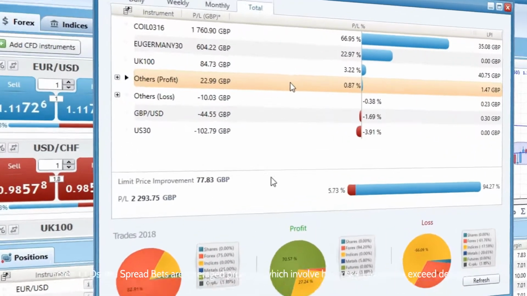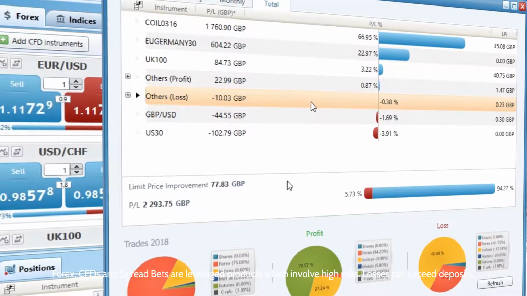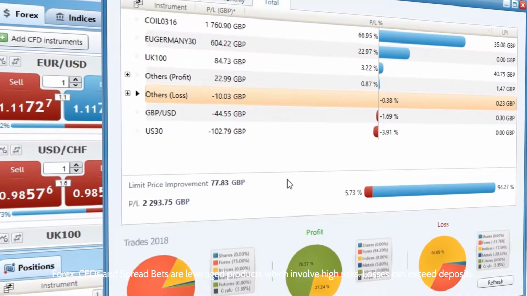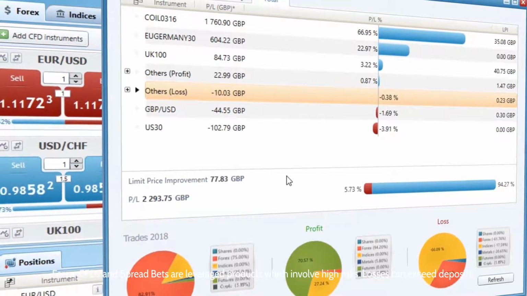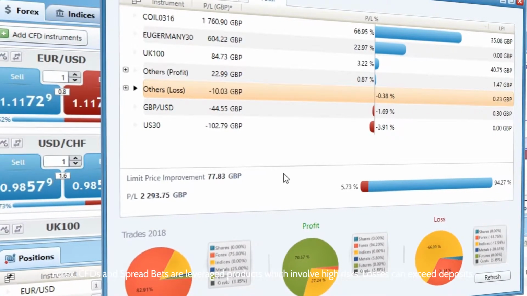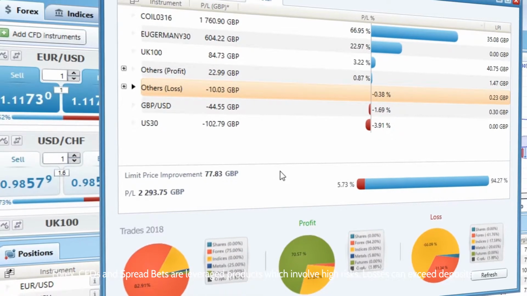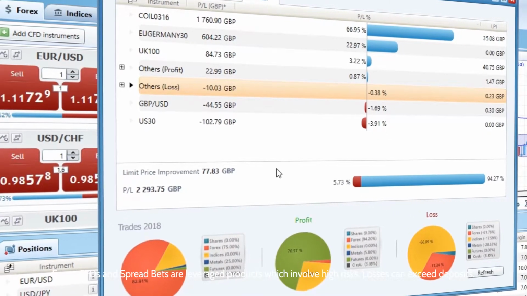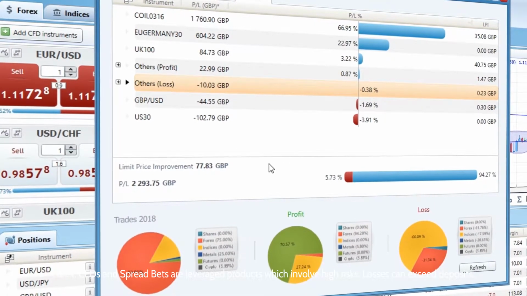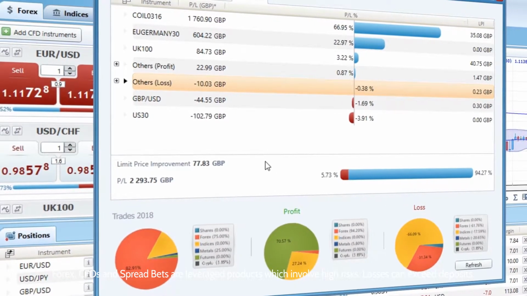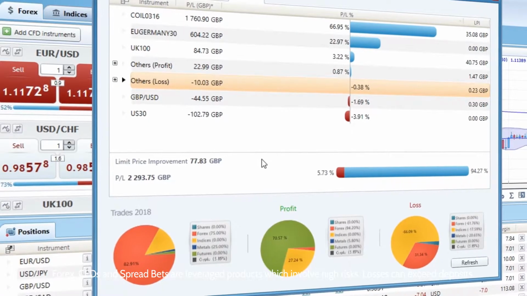There are 2 additional rows in the desktop platform: Others Profit and Others Loss. This is where you see the sum of all trades whose profit or loss is under 1% of the profit loss for the selected period. At the bottom of the table, you will find a profit loss field displaying the aggregated profit and loss for the selected period, as well as the limit price improvement stats in the desktop platform.